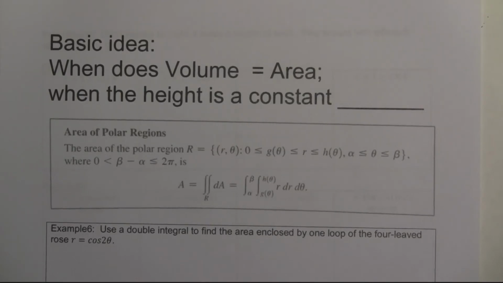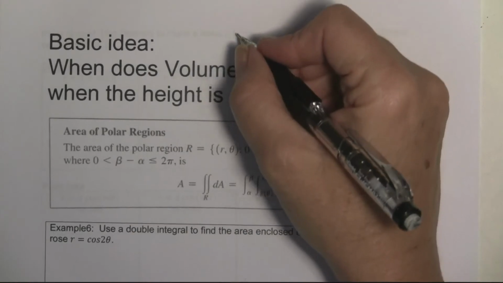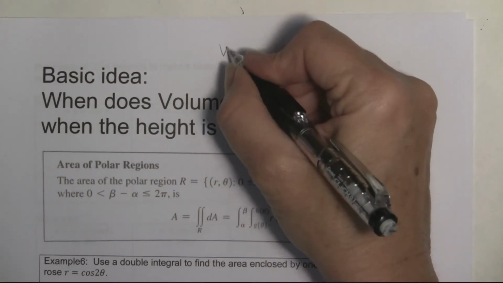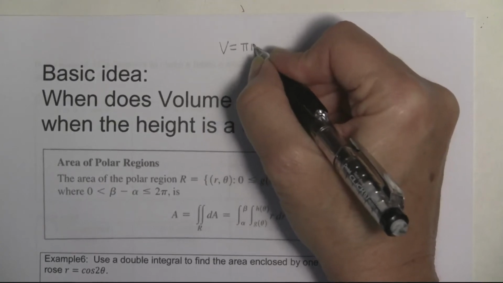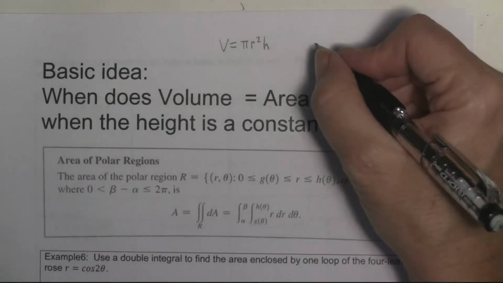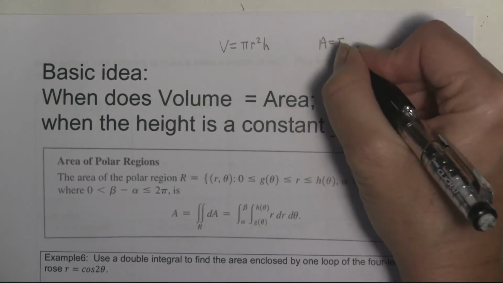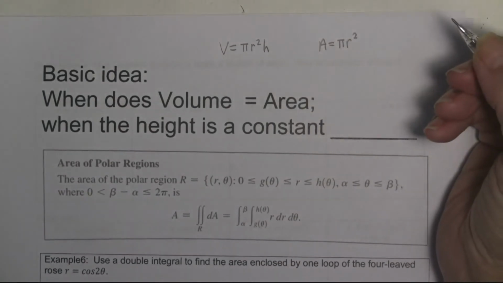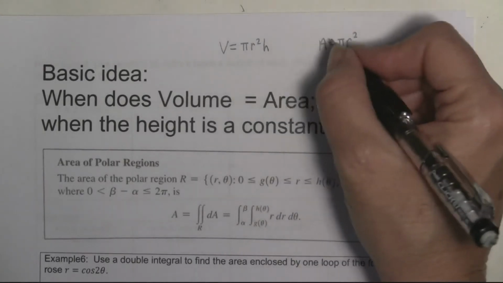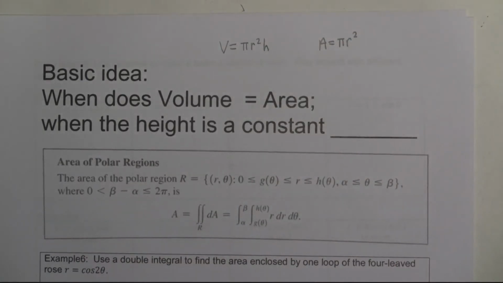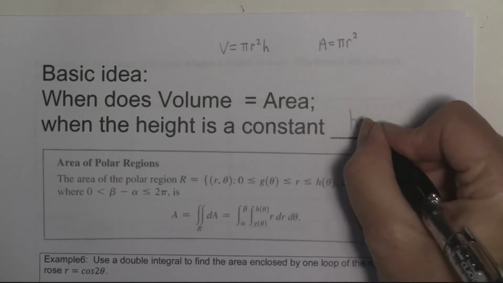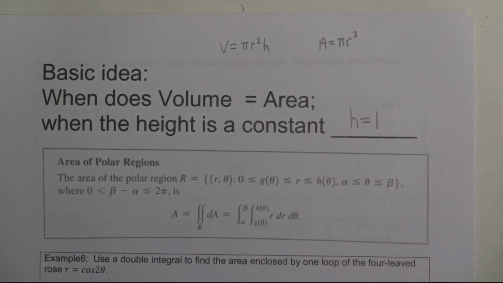I ask you, this is the basic idea: when does a volume equal area? For example, if I did the volume of a cylinder, it's equal to pi r squared h. And the area of a circle is equal to pi r squared, right? Can you think of a time that this volume and this area would be equal to one another? Just giving you an example. And I hope you're saying when h is 1, when the height is a constant.